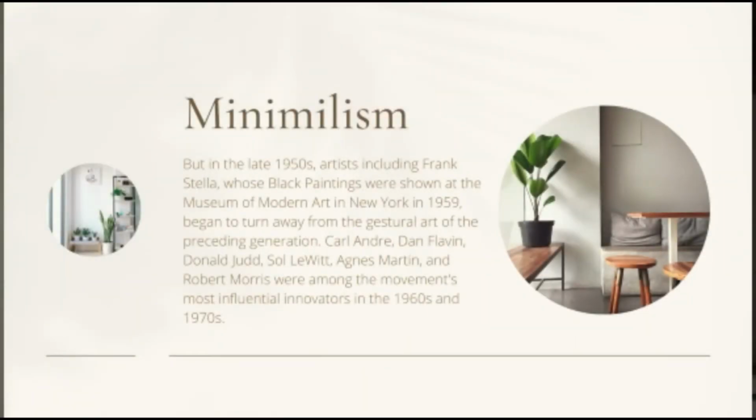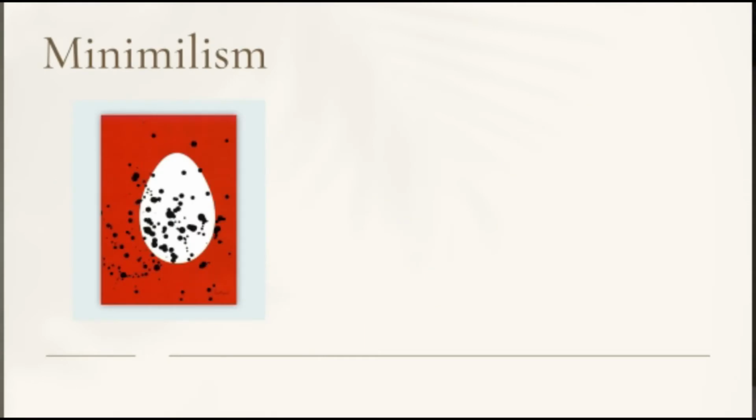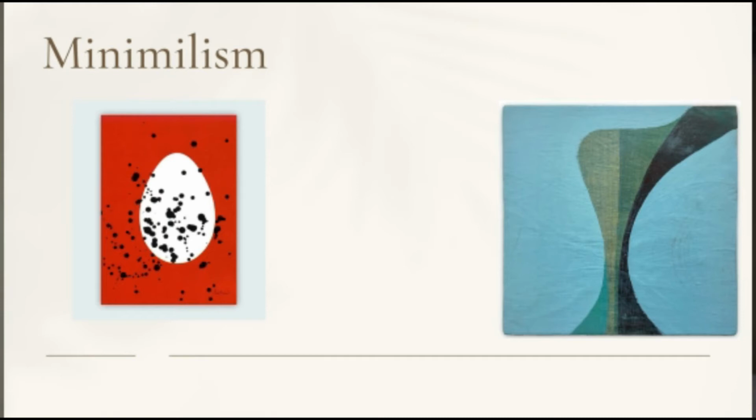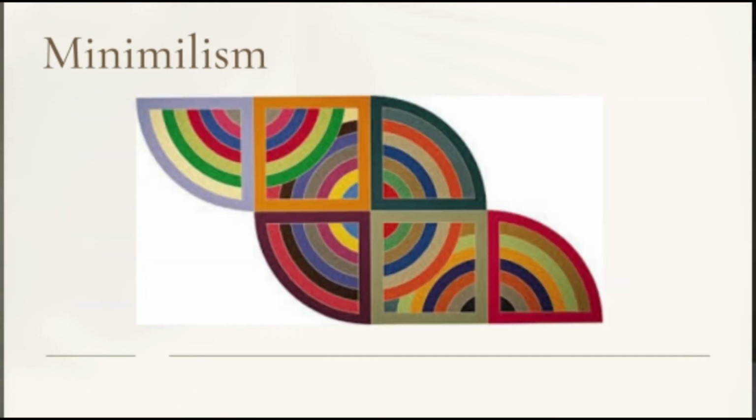But in the late 1950s, artists including Frank Stella, whose block paintings were shown at the Museum of Modern Art in New York in 1959, began to turn away from the gestural art of the preceding generation. Carl Andre, Dan Flavin, Donald Judd, Sol LeWitt, Agnes Martin, and Robert Morris were among the movement's most influential innovators in the 1960s and 1970s. These artists wanted to create art that referred only to itself, allowing the viewers an immediate, purely visual response. The personal, natural elements were stripped away with the aim to reveal the objective, visual elements of art.